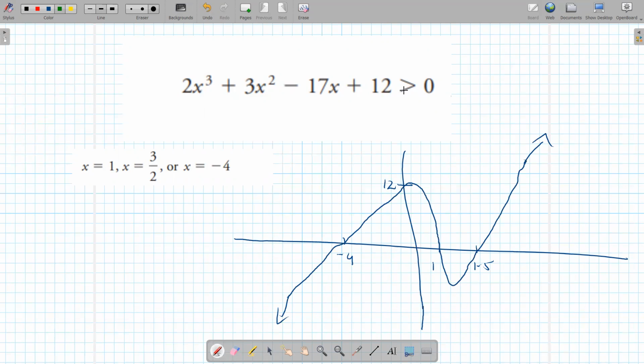Greater than 0 means for which x values, okay? For which x values are the y values positive? I'll give you a hint. Y values are positive right here. You see these are the positive y values. There's also positive y values right here. Positive y just means above the x-axis. Any ideas?